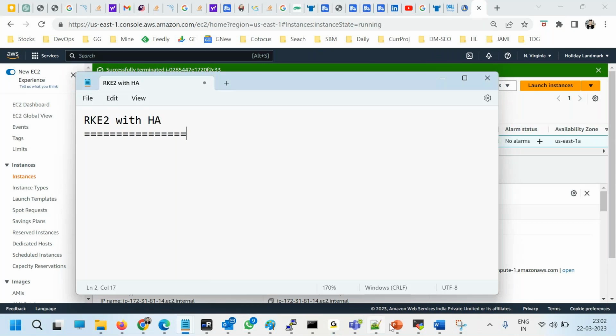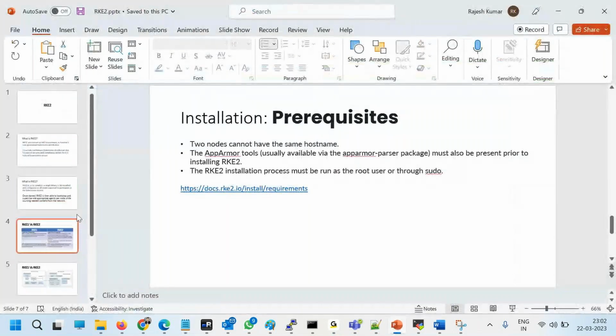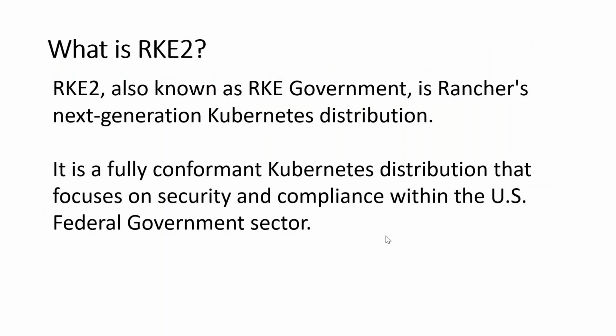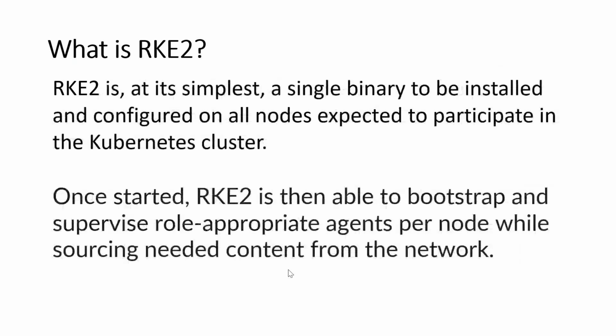Okay, so let's have a little bit of introduction to RKE2. RKE2, also known as RKE Government, is Rancher's next generation Kubernetes distribution. It is also used by the US federal government. A Kubernetes cluster set up using RKE2 is very secure.